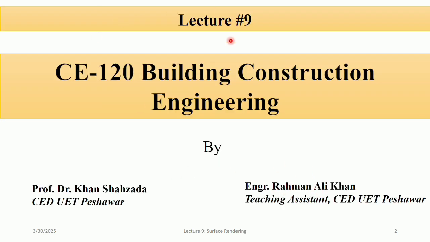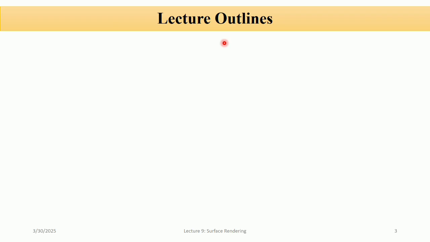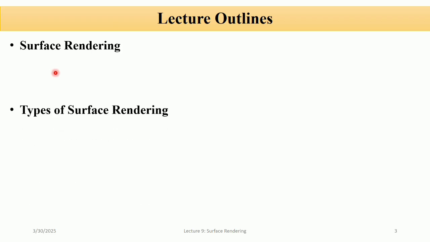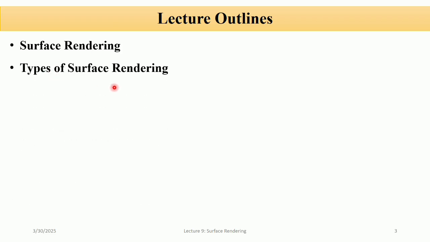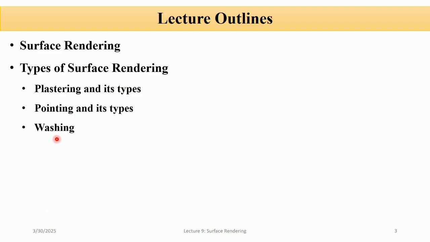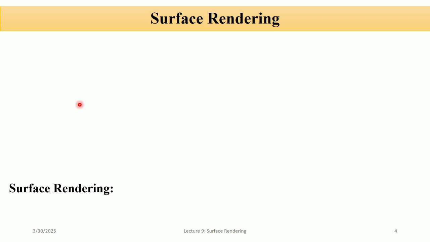Let's start lecture number 8 of Building Construction Engineering. The outline of this lecture is to discuss surface rendering and its types. In types of surface rendering, we have to define and discuss plastering and its types, pointing and its types, washing, distempering, painting, and at last we will discuss tiling.